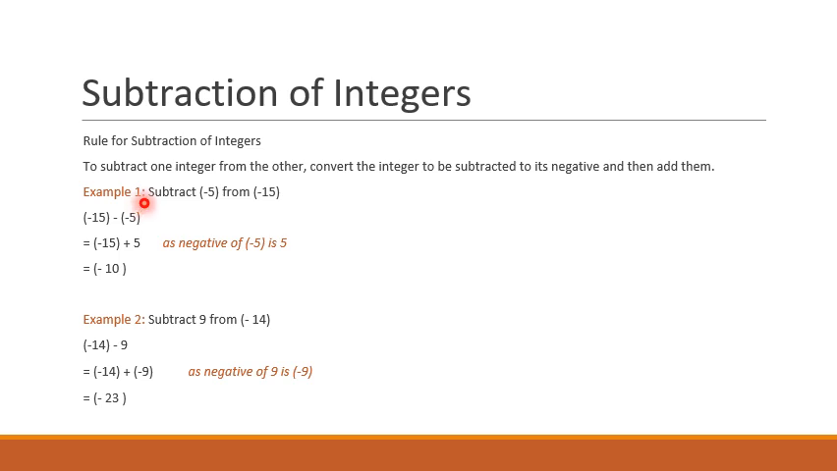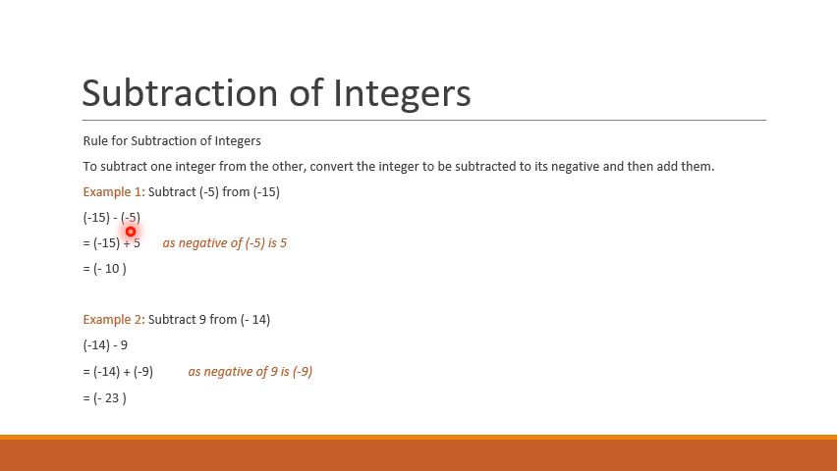The first example says subtract minus 5 from minus 15. So here minus 5 is the number which is to be subtracted and we have to subtract it from minus 15. So whenever we get a question in this way, we have to write this number first. So we will write it like this, minus 15 minus, since we are subtracting, we put a minus sign, minus 5, because minus 5 is the integer to be subtracted.